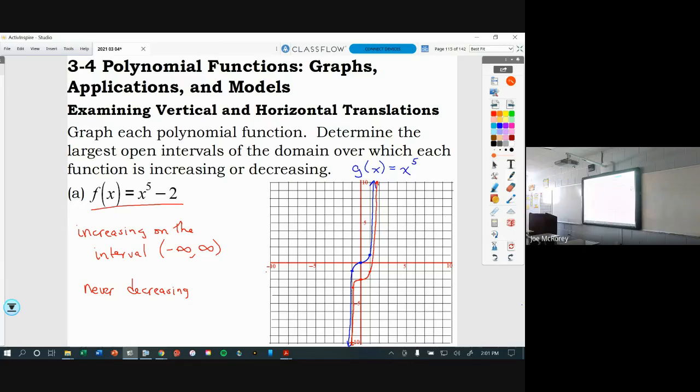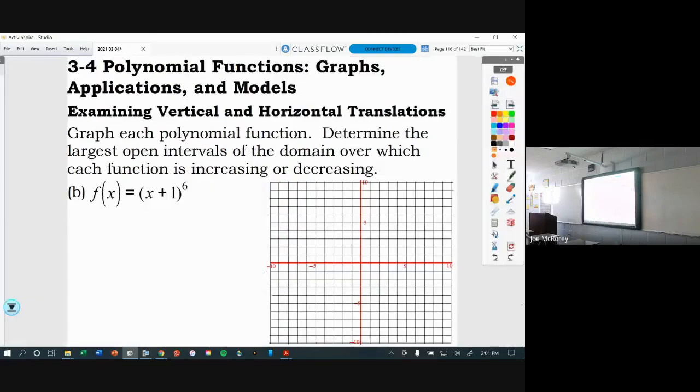All right, let's look at one more. f of x equals (x plus 1) to the 6th power. I will call g of x the parent function to that. And what would you say the parent function to that is? x to the 6th, perfect.